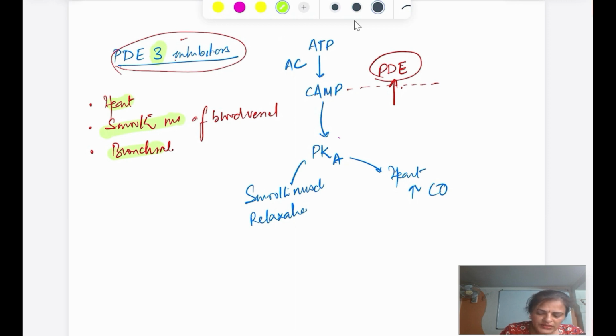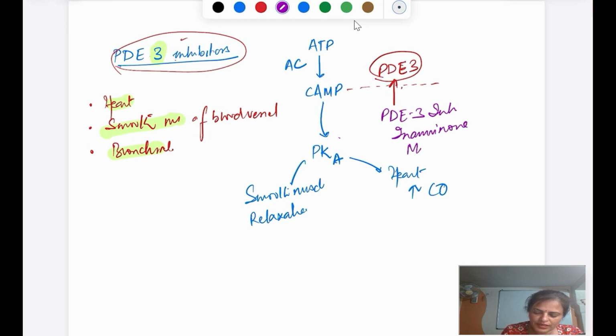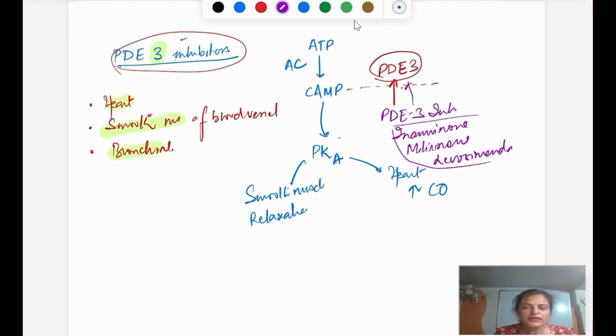Now if I give a phosphodiesterase 3 inhibitor, like inamrinone, then milrinone, then levodopa, if I give these three here, then it is going to inhibit this, and indirectly it is going to increase the concentration of cyclic AMP.